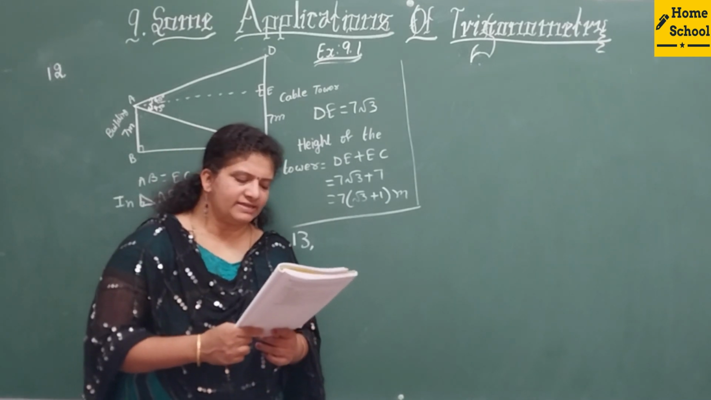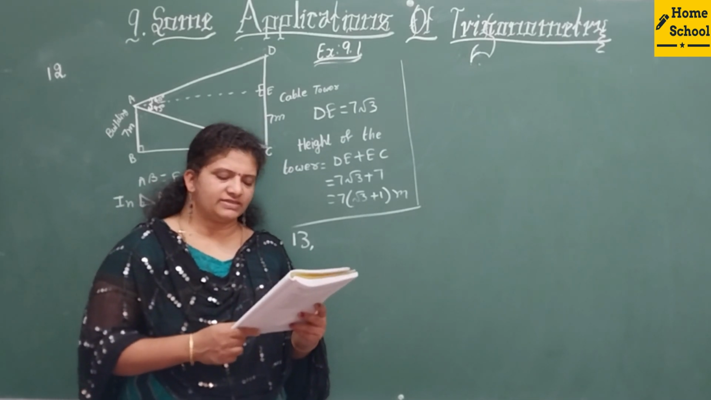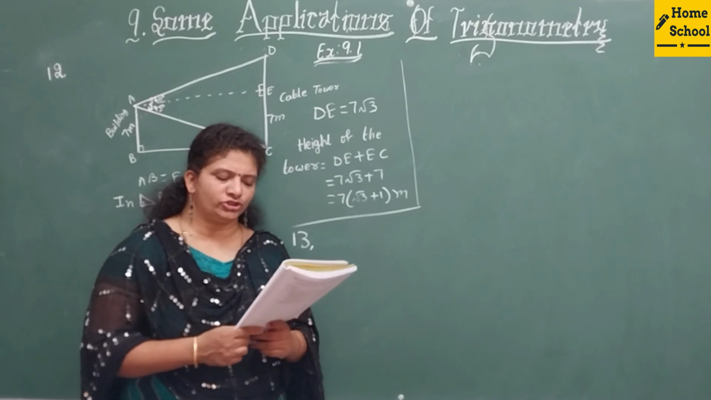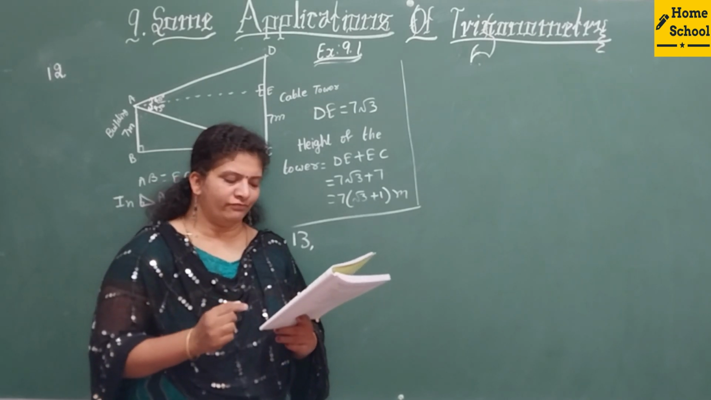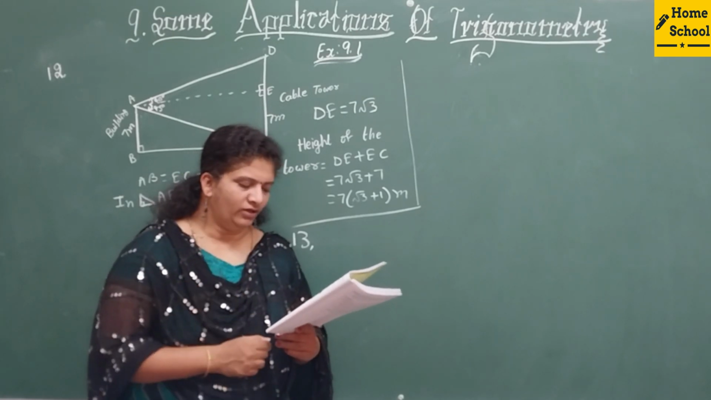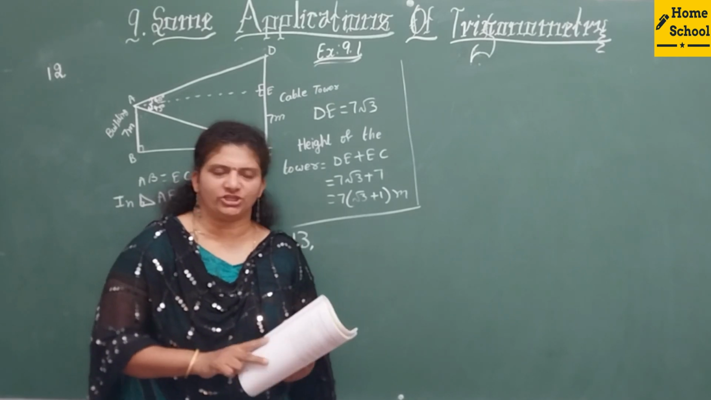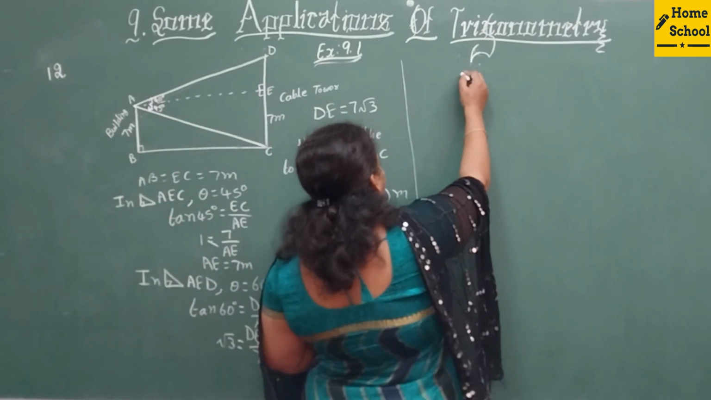13th problem. As observed from the top of a 75-meter high lighthouse from the sea level, the angle of depression of two ships are 30 degree and 45 degree. If one ship is exactly behind the other on the same side of the lighthouse, find the distance between the two ships. Let us imagine the picture.